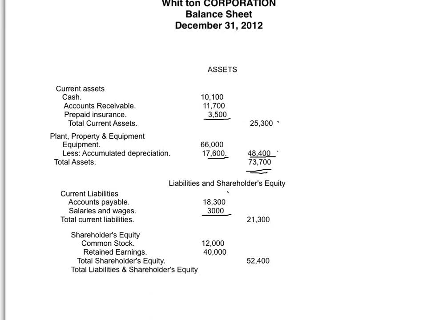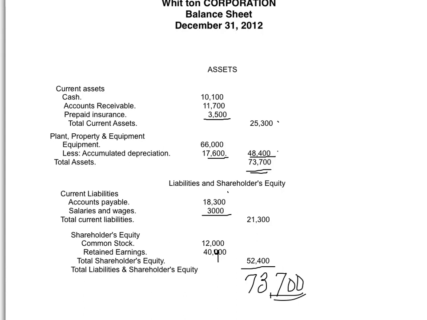Now, the shareholders' equity section, the first thing is the common stock. That is the amount that the shareholders invested in the company. They purchased stock from the company, which are shares. And the retained earnings comes from the retained earnings statement that we completed earlier. And so, oh, wait a minute, the retained earnings is not 40,000, it's 40,400. So the total now of the shareholders' equity section is 52.4. The liabilities are 21.3. And when we total those two, we get 73,700, and we double underline that.